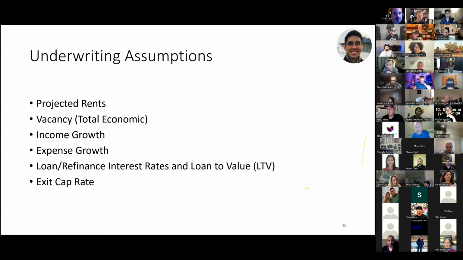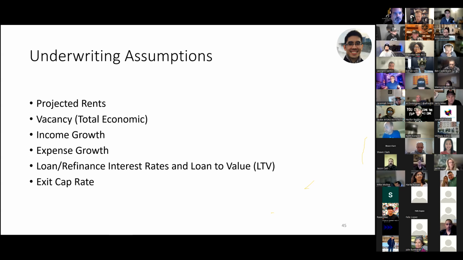Where you think interest rates are going is where cap rates are going. So you can't say that interest rates are going to be at 6% at exit, but then you manipulate your exit cap rate to be at 4% to meet the promised returns for your investors.